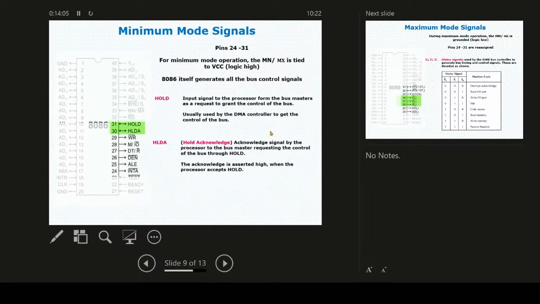And next comes the hold. What are hold and hold acknowledge? They are mainly used by the DMA controllers. What is a DMA controller? That is direct memory access. The memory directly accesses the pins right here to get the control buses. When the DMA wants to transmit any data, it provides a signal to the hold, and the CPU, seeing that hold signal, provides an acknowledgement like the interrupt acknowledgement, through the hold acknowledge pin.